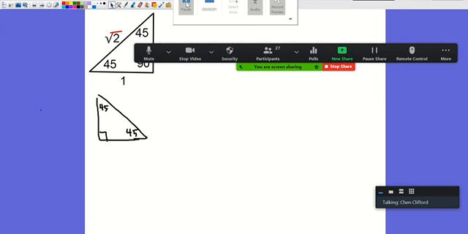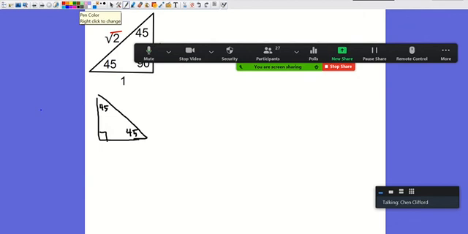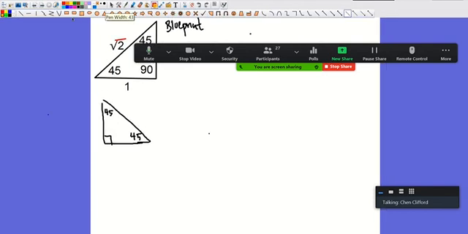Now, this actually should be easier than what you've already been doing. This is 45, 45, 90 triangles, okay? And your blueprint is at the top. Your blueprint never changes. It's always going to be the same. The blueprint is what's above the dotted line.